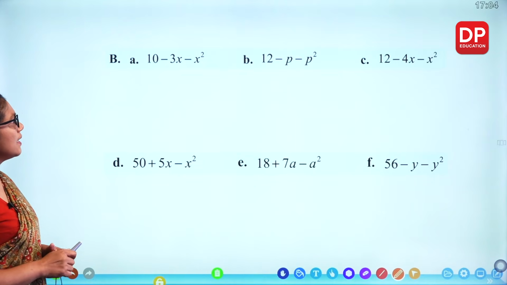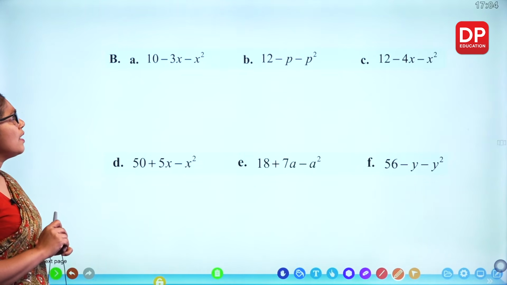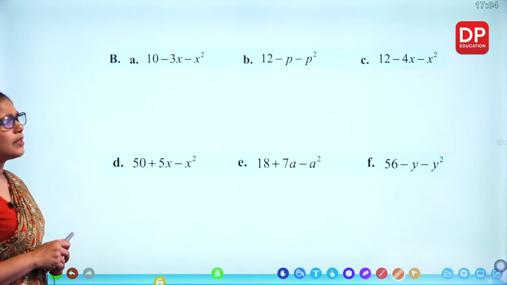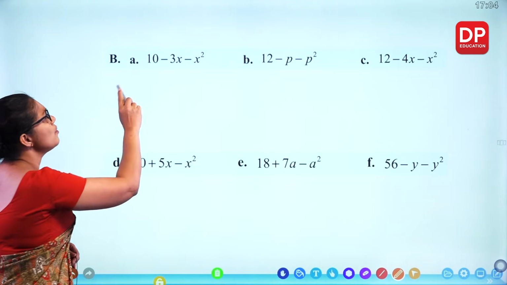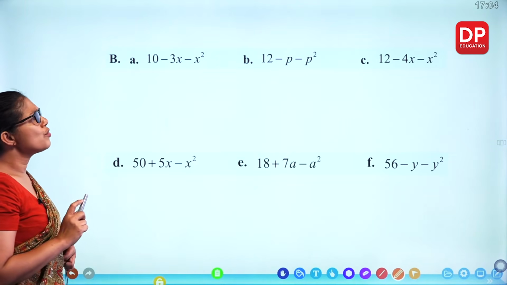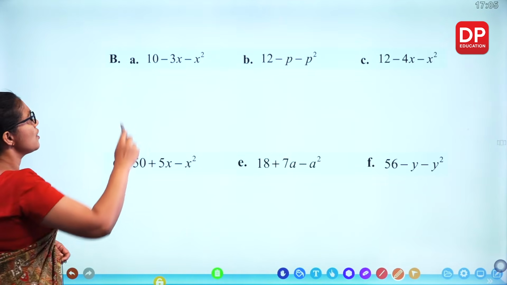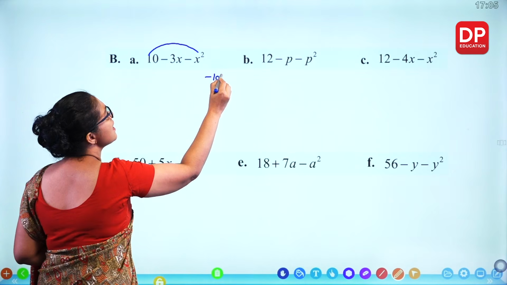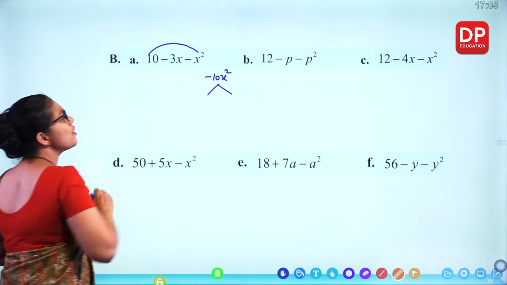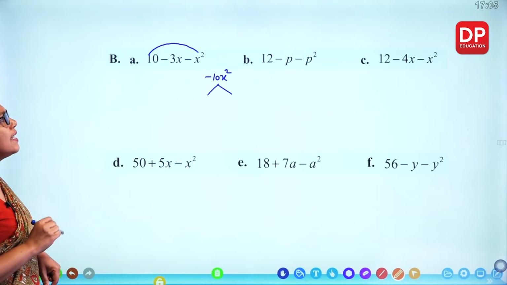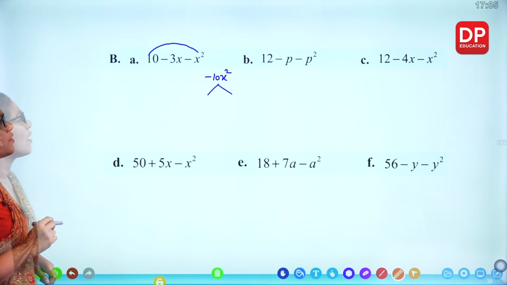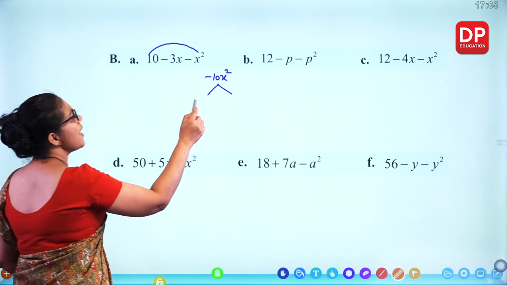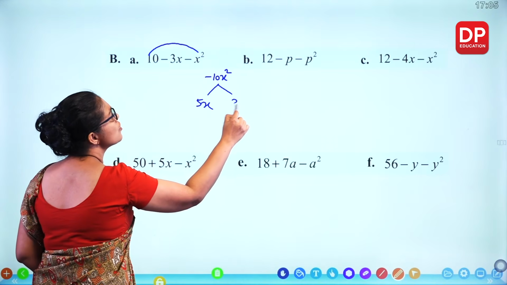Now we'll see part B. Here what's the difference? Earlier you got the x squared term first. Now the x squared term is last. Doesn't matter, you can do it as it is. No need to rearrange. So what we can do, we multiply these two. What you get? Minus 10x squared. Try to find the factors of minus 10 to get minus 3. What are the factors of minus 10x squared? We can write 5 and 2.